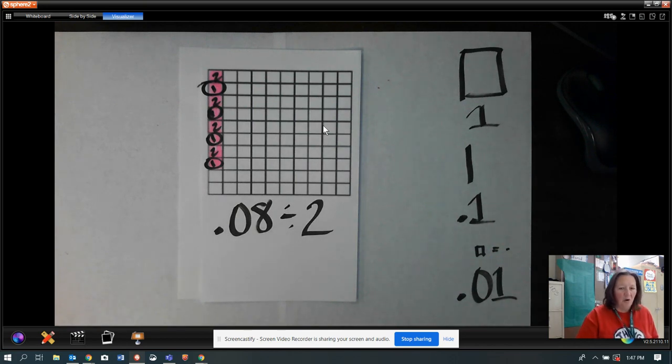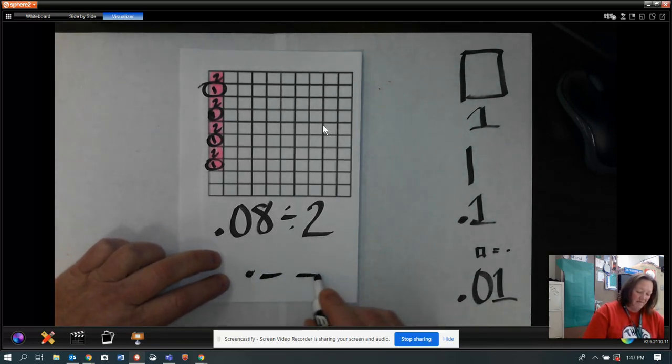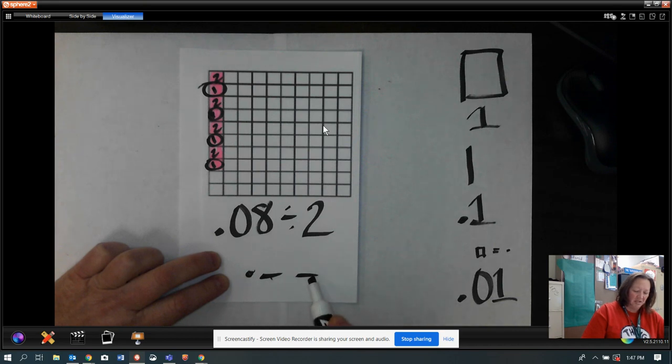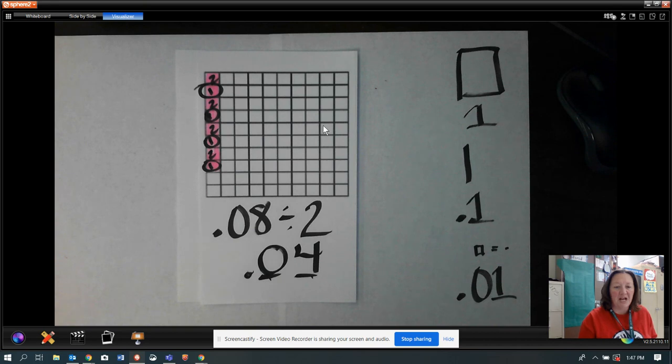But it's not 4 whole. It's for those tiny little boxes, so that would be 4 hundredths. So I would have to have, there's my tenths, there's my hundredths. I have 4 of those, so I have to have a placeholder to push me out and make it hundredths.